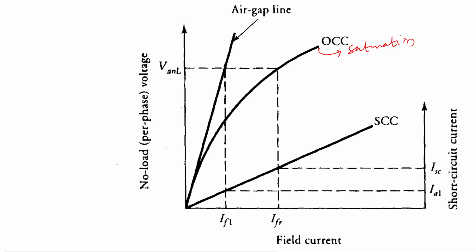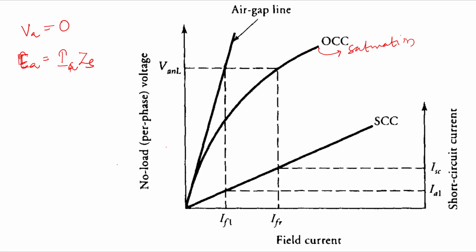Now, under short circuit condition, how to find the ZS? Under short circuit condition, we know the terminal voltage is 0, right? Now whatever EMF will be induced, that will be equal to ISZS, right? Or IAZS, you can say. IAZS, right?